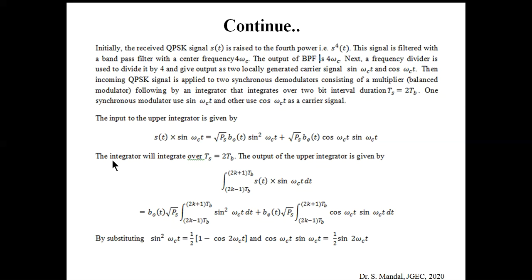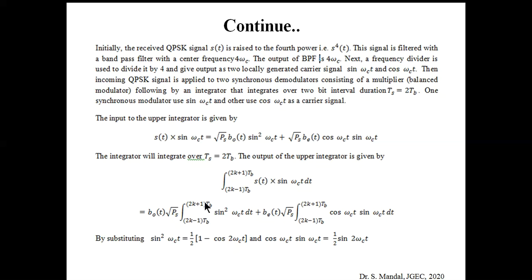Now the working principle of the integrator: the integrator will integrate the incoming signal over the time period Ts equal to 2 TB, as we consider 2 bits for only one symbol or one message. So we integrate over Ts equal to 2 TB. The output of the upper integrator is given by the integral from (2k minus 1) TB to (2k plus 1) TB. You can see the difference between them is 2 TB. K can take any value. So, s(t) times sin omega ct.